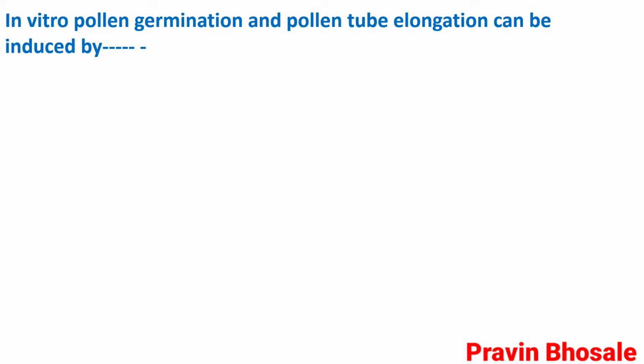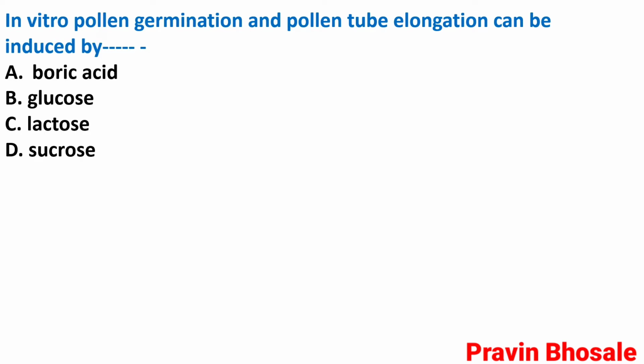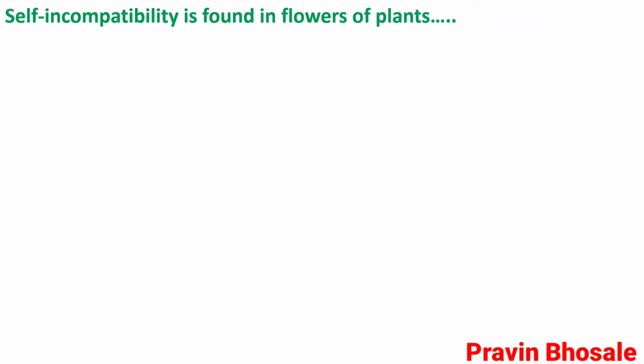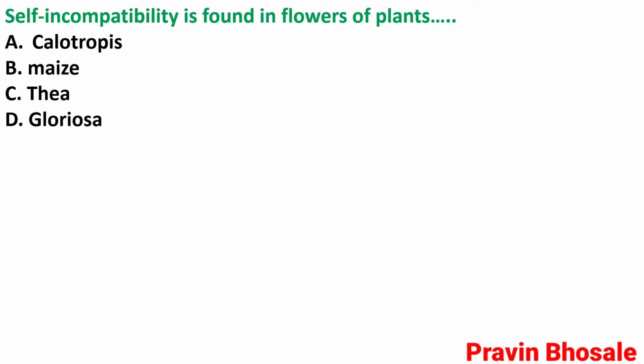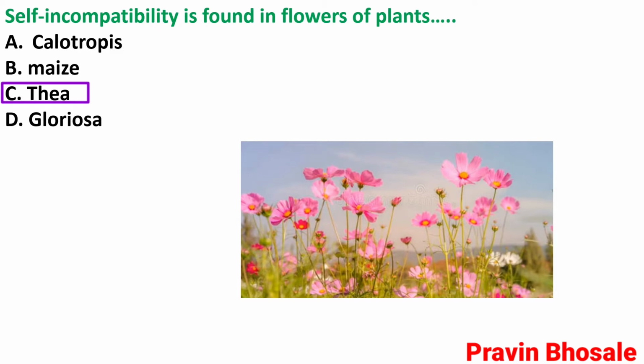In vitro pollen germination and pollen tube elongation can be induced by, these are the 4 options, and the right answer is D. Sucrose. Self-incompatibility is found in flowers of plant. These are the options, and the right answer is C. Thea. So this is the image of Thea.